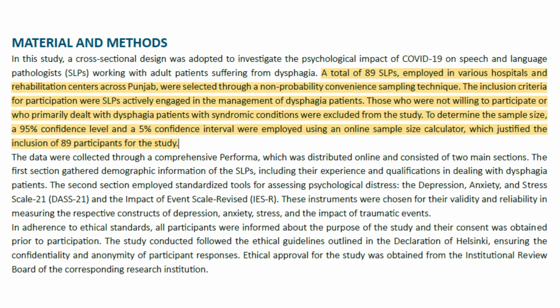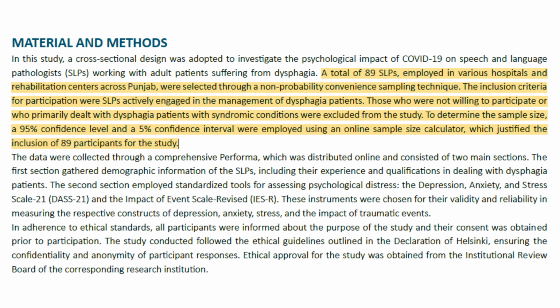The authors then explain that they used an online sample size calculator using a 95% confidence level and 5% confidence interval, which justified the inclusion of 89 participants for the study. For question 1 in the checklist, I would say no, the criteria for inclusion in this sample was not clearly defined. The attempt to calculate a target sample size is good practice, but it's not clear whether this was done prior to recruitment or how they arrived at their figure of 89, as you usually need to know the size of the population you were recruiting from.